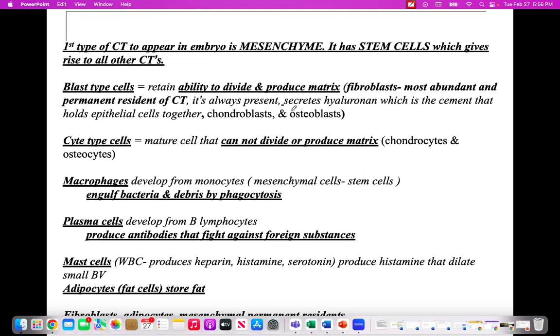Now, connective tissue, when we look at some of the different cells and the specialized cells that we can find there, first let's look at the first type of connective tissue that appears in the embryo, which is called mesenchyme. And it's got stem cells. And stem cells can divide and multiply and give rise to other types of cells in tissues.